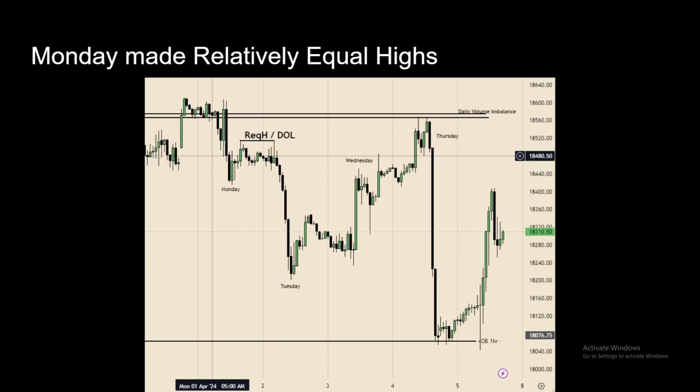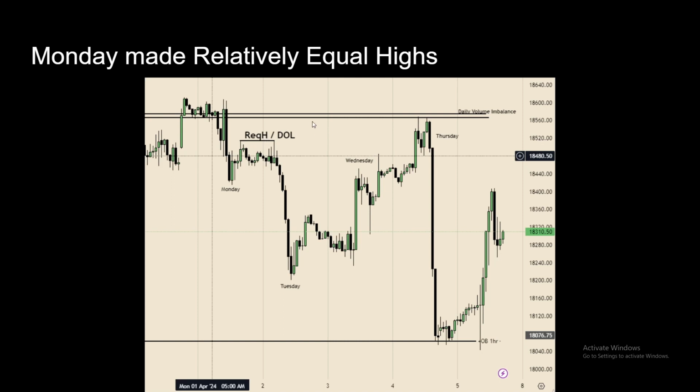On Monday, I have labeled here some of Monday's trading. We trade down for the Monday. I believe this is Tuesday overnight, or technically Monday in the PM, but Tuesday's trading. Tuesday overnight, we dropped really far. Monday left relatively equal highs, so I figured that might be a decent draw on liquidity for price to get up to.